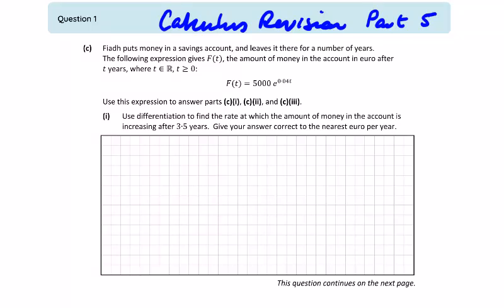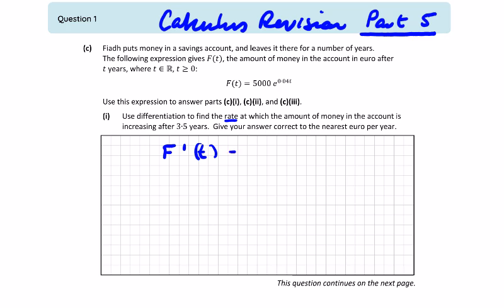In this video, again, we're looking at a selection of calculus questions, more rules based in this video, part 5. In this question, part C, we'll just do part 1. We're asked to use differentiation to find the rate. So f prime t, straight away.